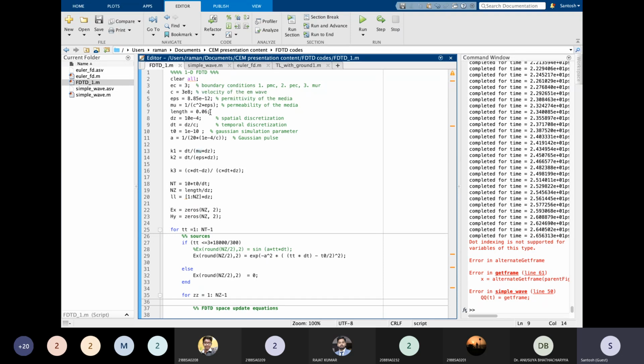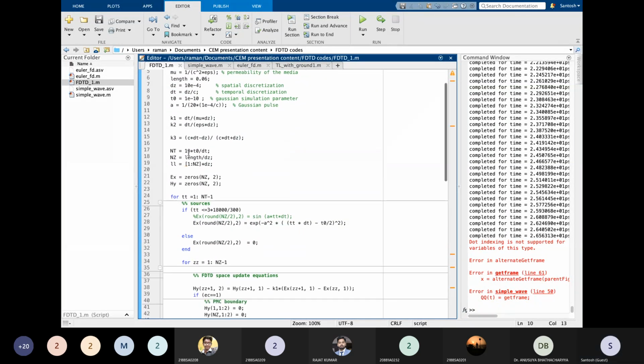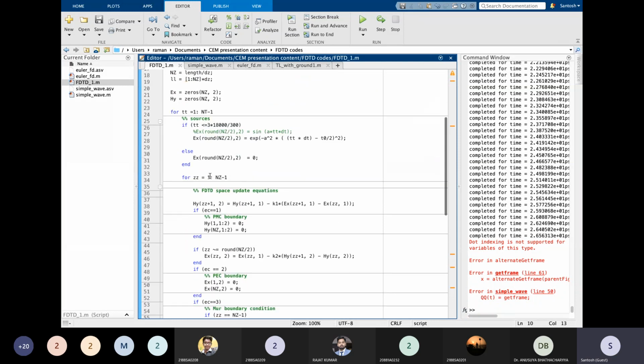And again, in this case, I assume the span of the space to be 0.06 meters, and delta z is 10 into 10 to the power minus 4 meters. And delta t, again the temporal discretization, depends on the spatial discretization divided by the velocity of propagation c, right? And again, let's go to the simulation.